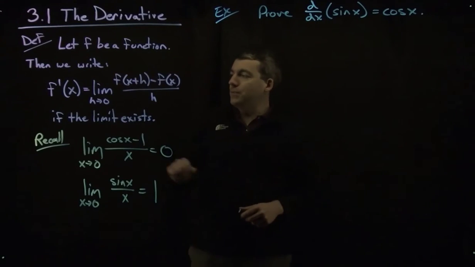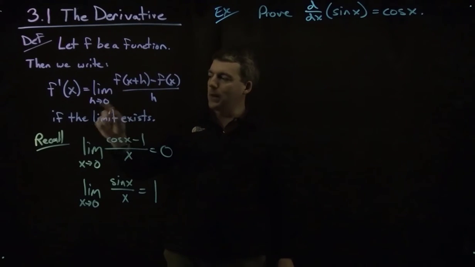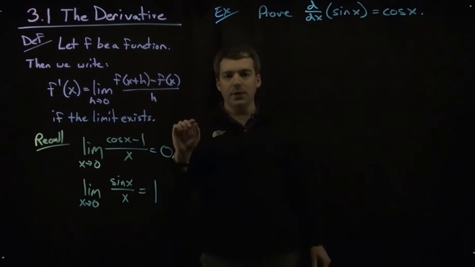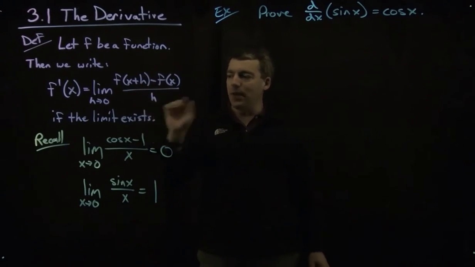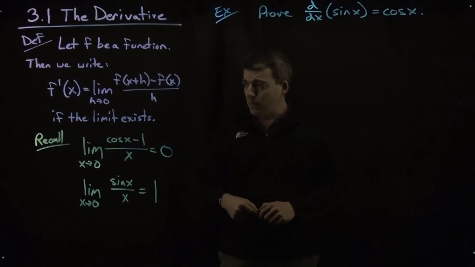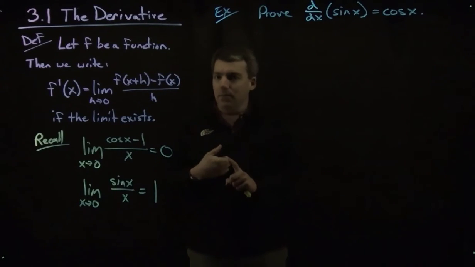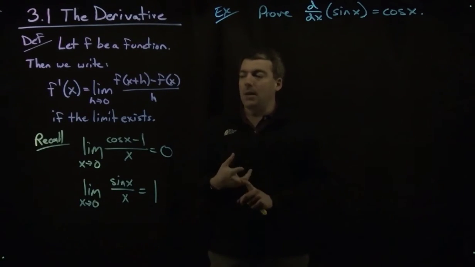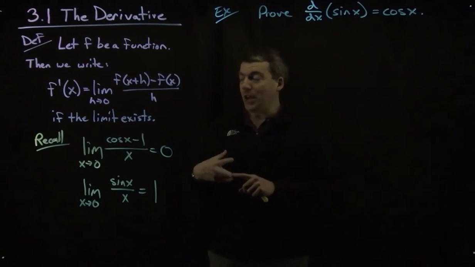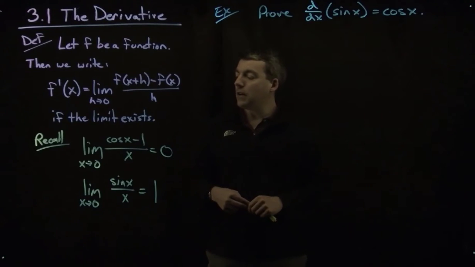So if we have a function, we can write f prime of x equal to the limit as h goes to 0 of the difference quotient, f of x plus h minus f of x over h, provided this limit exists. Recall this gives us the slope of the tangent line at a point on a curve. It gives us the instantaneous rate of change of the function f at the point x, f of x.